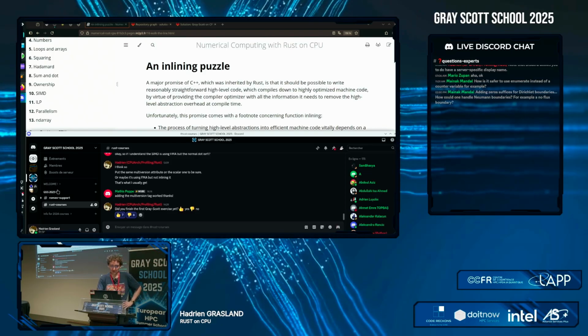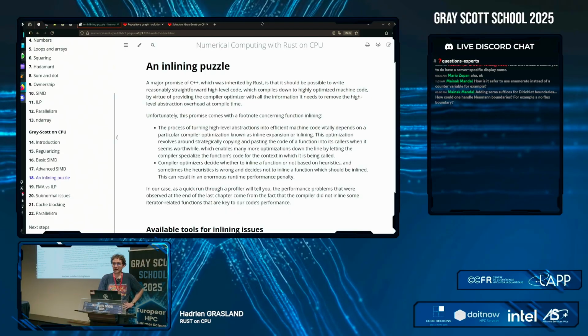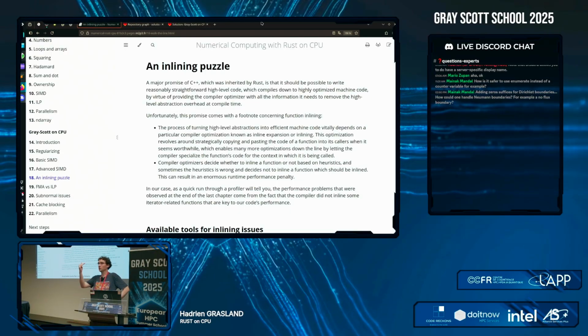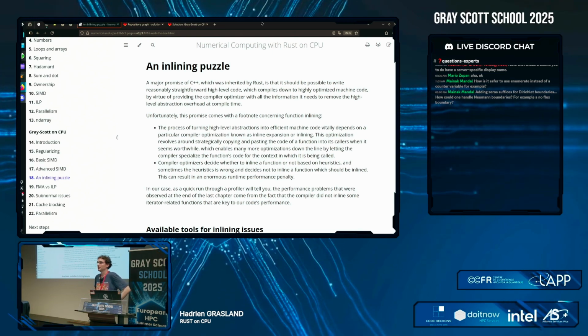And this leads us to talk about one unfortunate concern when using high-level languages that try to compile to efficient low-level code, like Rust and C++. And that concern is inlining.